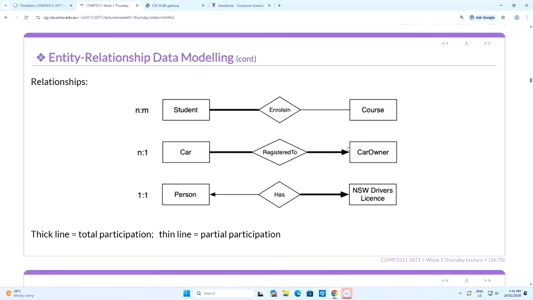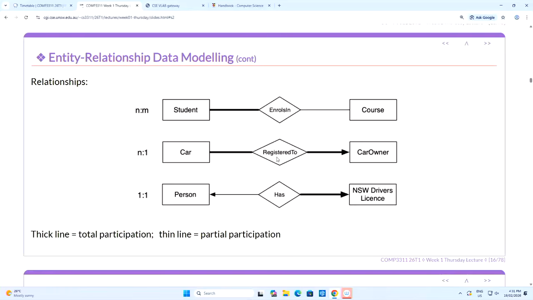And for the second one, we have total participation on both sides, which means that a car needs to be owned by somebody. It needs to be owned by at least one person. And because here we have an arrow, a car can be owned by exactly one person. So not two people, not 0 people, exactly one person. And then a car owner can own more than one car.